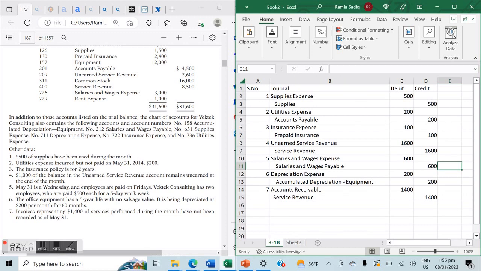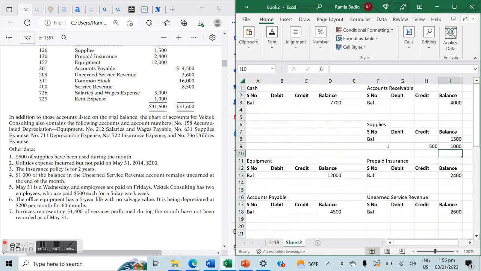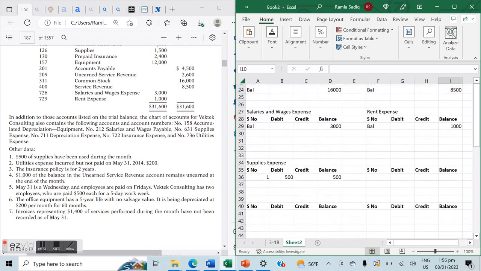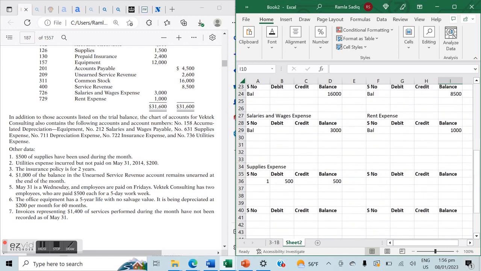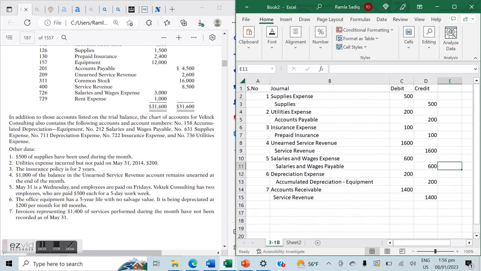Let's do the second. Utilities expense to accounts payable. Again, we don't have a utilities expense already listed here, so we'll create a new account and we will say utilities expense, and this is our second serial number, and utilities expense is to be debited, and specifically debited by $200.